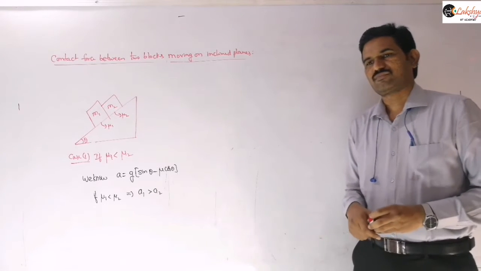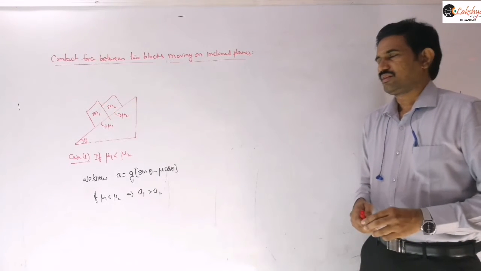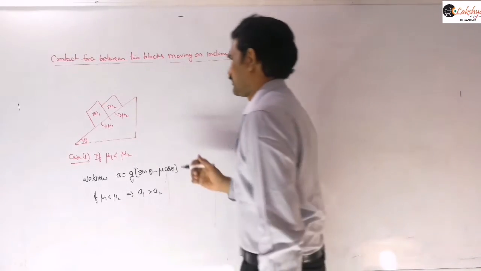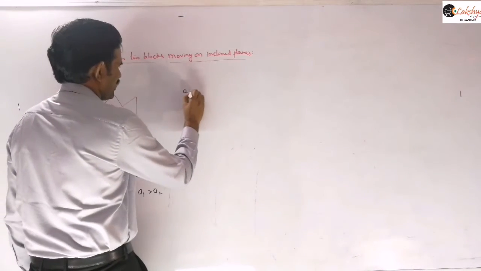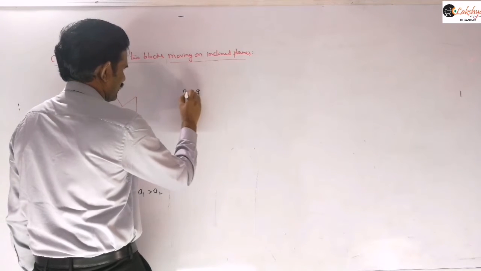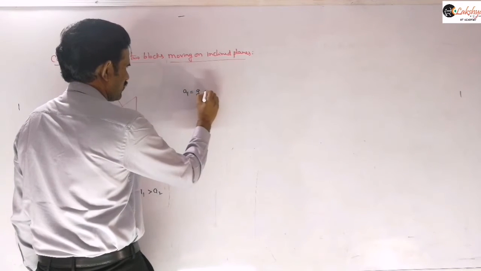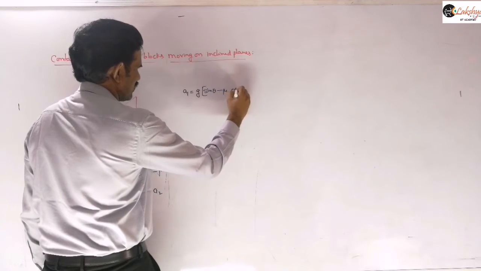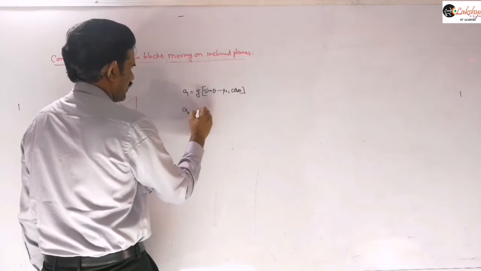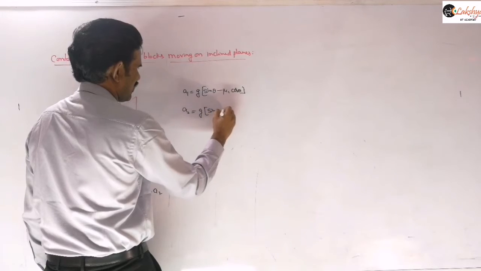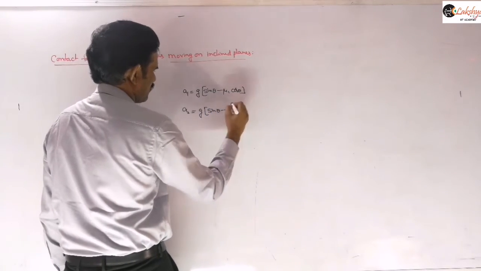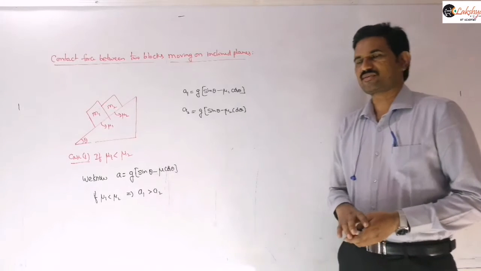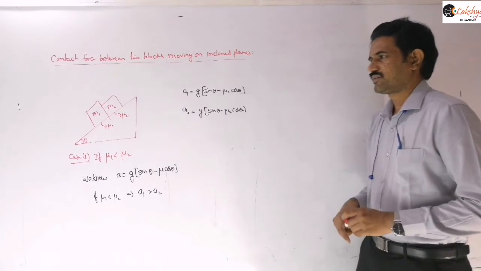Therefore, both the blocks will move with different accelerations, given by a1 equal to g sin theta minus mu1 g cos theta, and a2 equal to g sin theta minus mu2 g cos theta. Just that mu1 and mu2 we need to consider. So both the blocks will move with different accelerations, so we mention that.